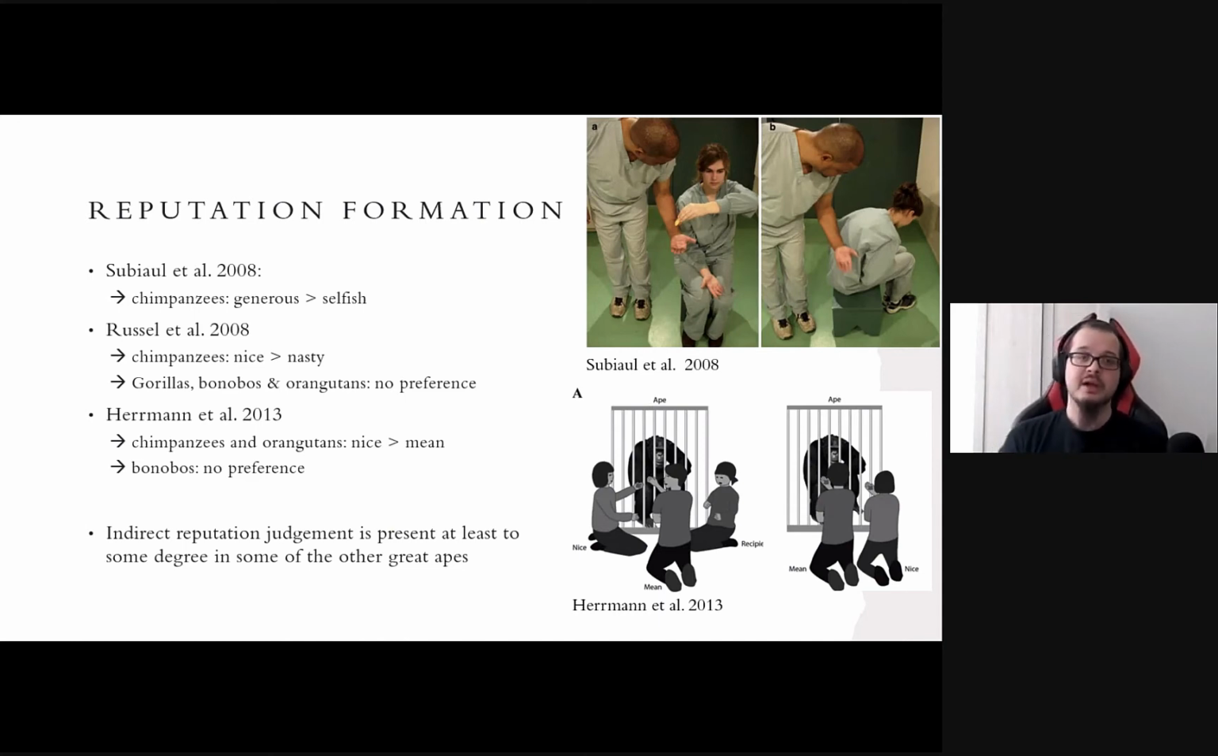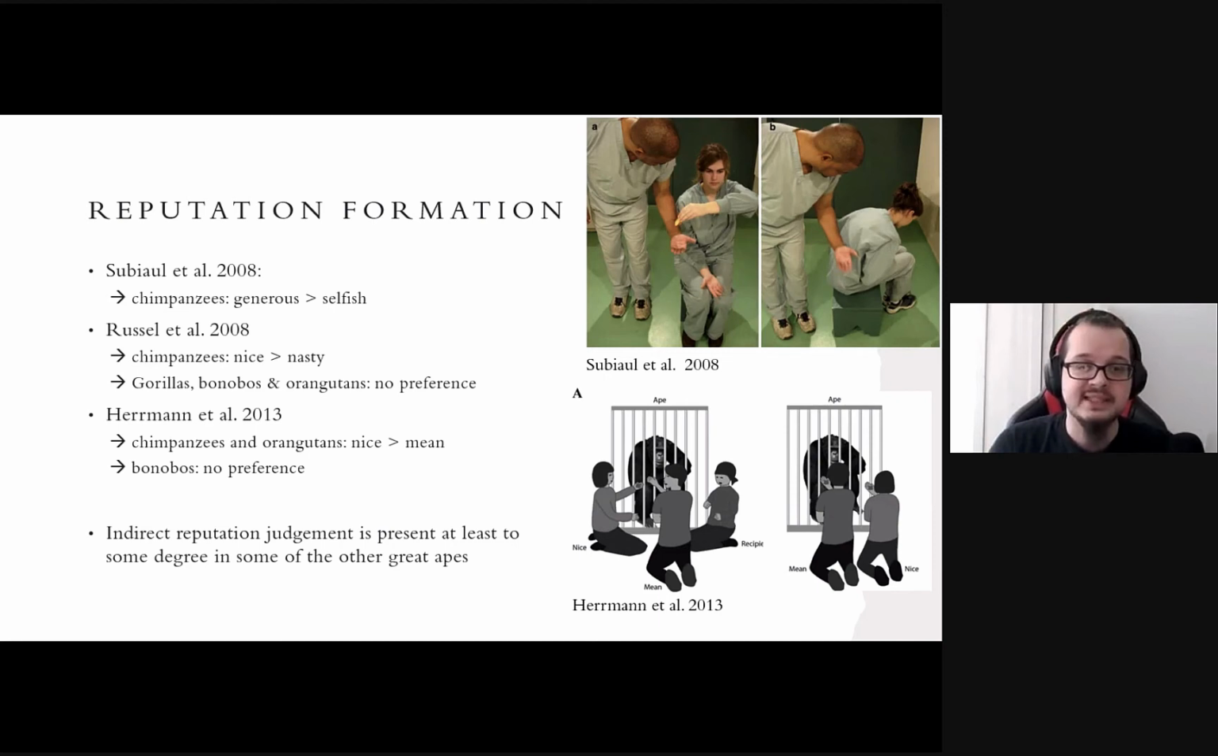Regarding reputation formation, Subiaul et al., for example, did a study where they showed chimpanzees two humans interacting, one of whom was generous and the other selfish. So you see here somebody begging, and in one condition the begging person was given something, and in the other condition the giver would always refuse. They found that the small number of chimpanzees in their study preferred generous to selfish individuals later, when they were given the chance to interact with these humans directly. Russell et al. had a similar setup and also found that chimpanzees prefer nice over nasty humans to interact with. However, in gorillas, bonobos, and orangutans, no such preference was found.